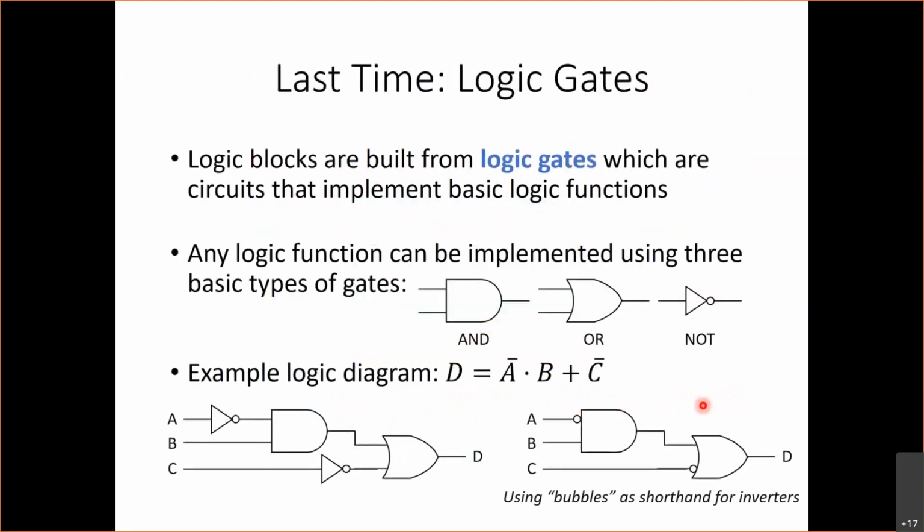We also said that logic gates are used to build circuits. And just like any logic functionality can be specified using just AND, OR, and NOT operations in a logic equation, any logic circuit can be built using just AND, OR, and NOT gates. For example, if we have this equation here, D equals not A and B or not C, we can build a circuit that computes this operation by combining an AND gate, some NOT gates, and an OR gate.